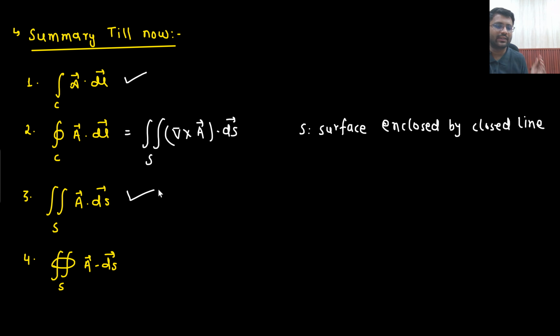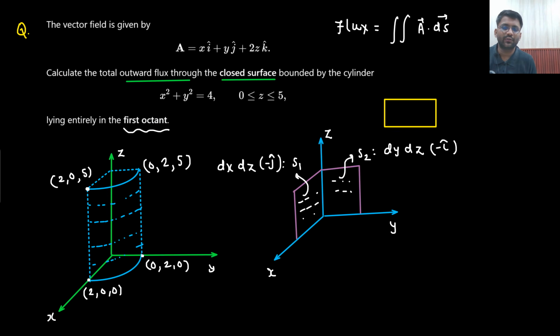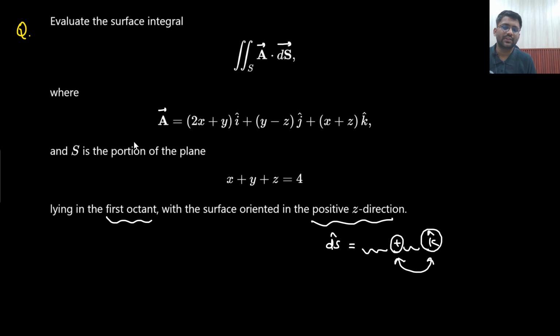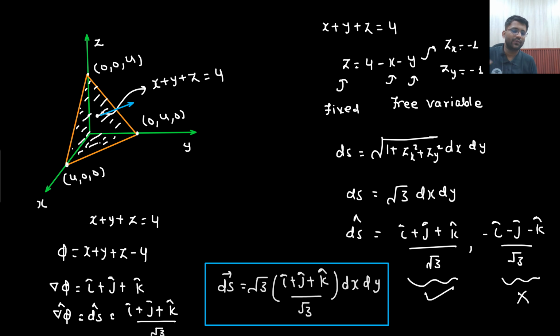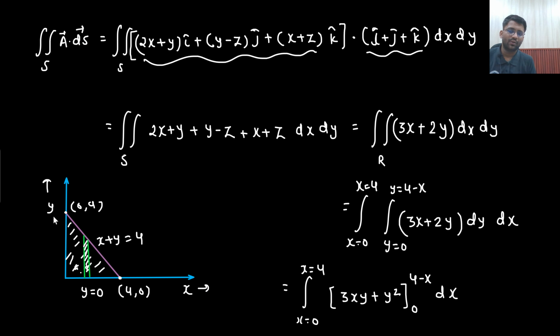For A dot ds over an open surface, there is no method. We have solved the question for open surface. This was an open surface only. For open surface, there is no method. ds you find out. Complete process you follow. Put up the limit of xy. Everything you get the answer.